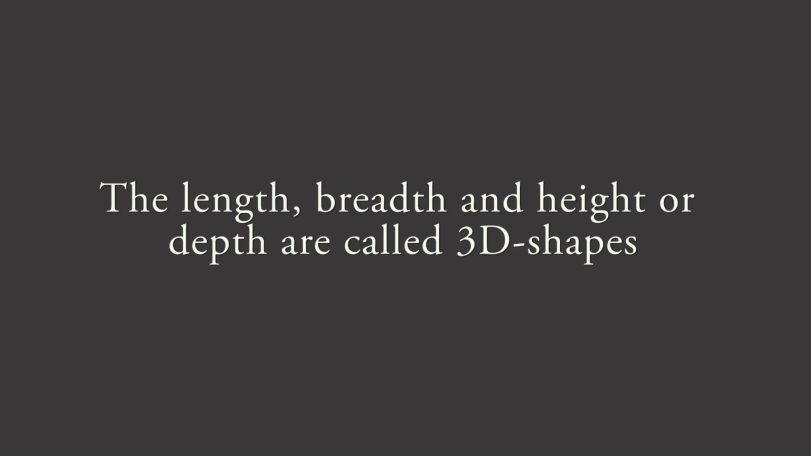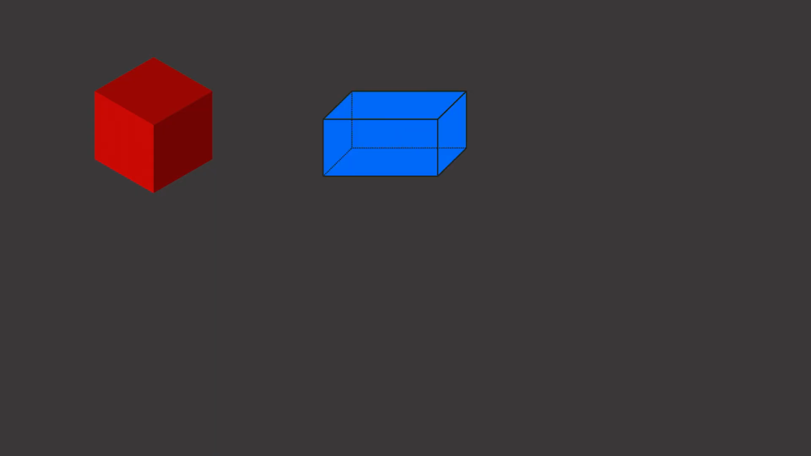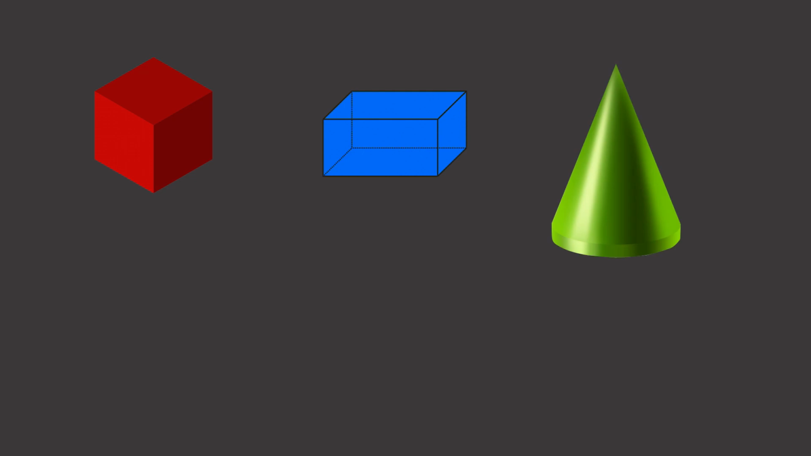For example, a rectangle, a square, a triangle, or a circle. 3D figures or solids: solid objects having three measures like the length, breadth, and height or depth are called 3D shapes. They also occupy space. For example, a cube, a cuboid, a cone, a cylinder, or a sphere.